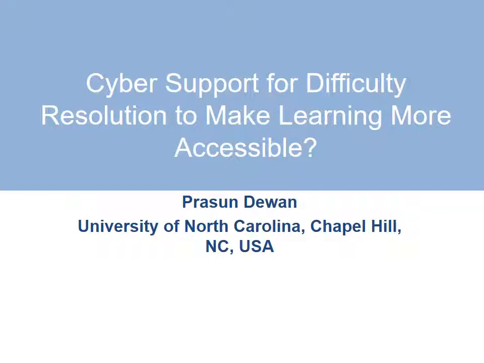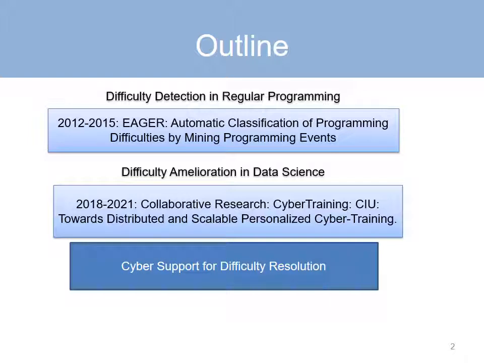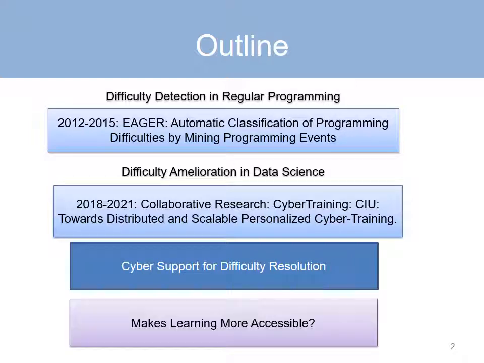So what brings me to this workshop are two projects. One is a completed project, and one just got started. Okay? And they both have to do with providing cyber support or technology for difficulty resolution. And I'm going to raise some questions about whether this has any relevance to accessibility or not. So the projects are not formally addressing this issue, but that's something I'd like to consider in this talk.